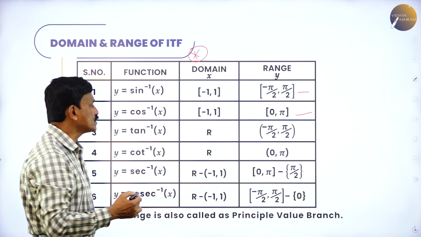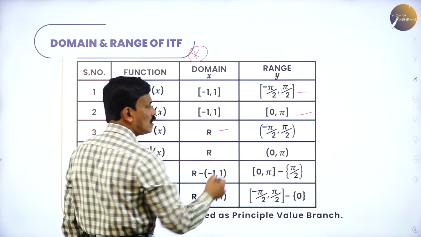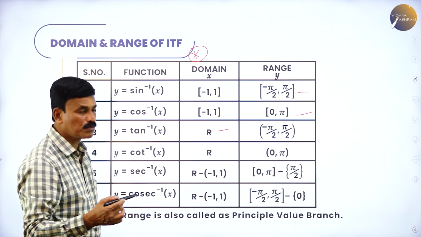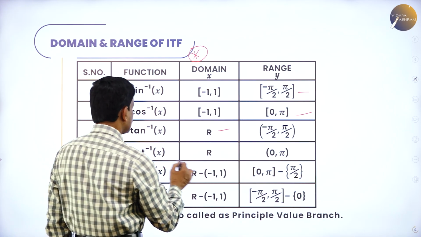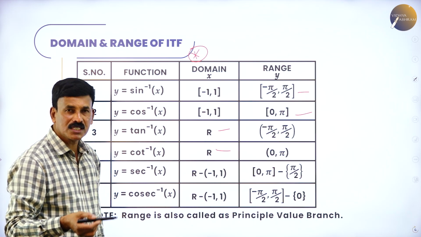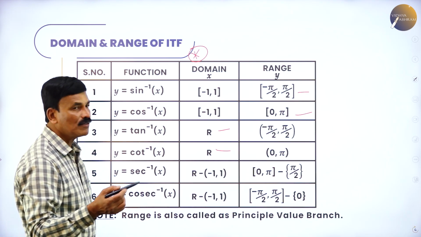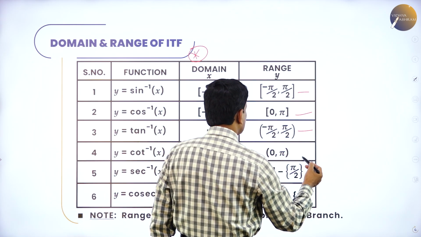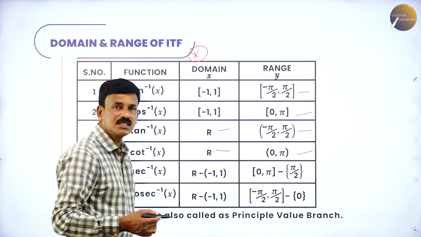Now for tan inverse x, the domain is R, and the range is minus pi by 2 to plus pi by 2, and for cot inverse x, the domain is the same, R. For tan inverse x and cot inverse x, the domain is R itself, whereas the range for tan inverse x is minus pi by 2 to plus pi by 2, and for cot inverse x it is 0 to pi.